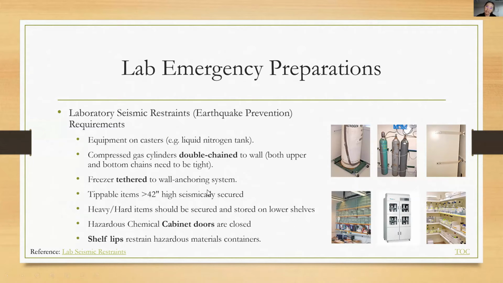The last lab emergency preparation, and kind of the most annoying one, is the earthquake prevention actions. For this one, there are many regulations. Be sure to read them, and especially notice that we need to double strap the gas cylinders, tether the freezers, and no items higher than 42 inches should be stored without being secured.